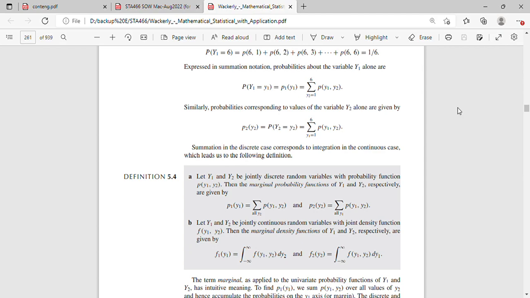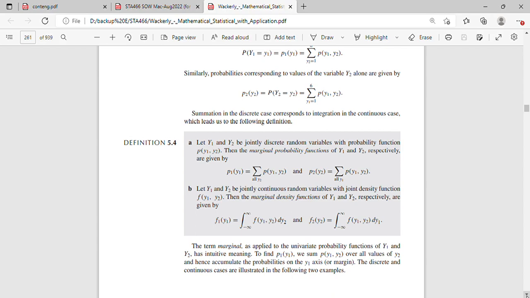Let's continue with the next topic, which is the conditional probability actually. But to find the conditional probability function for discrete and continuous, first of all, you need to find the marginal probability function. Okay, so in the previous lesson, you have learned how to find the marginal probability function for discrete random variables and also for continuous random variables, right?